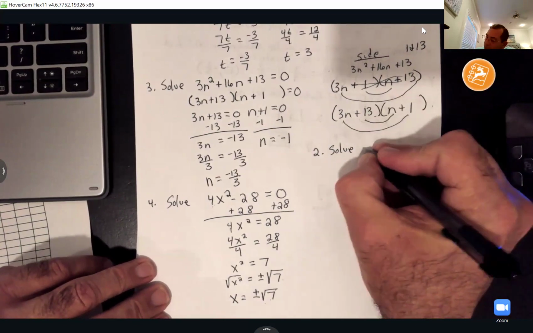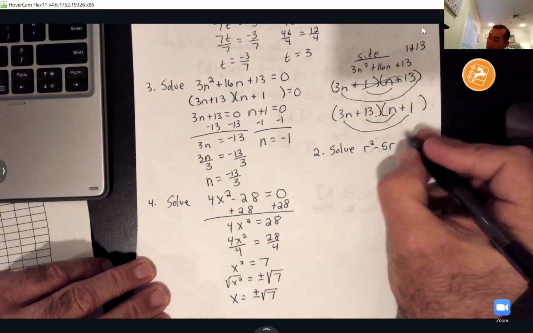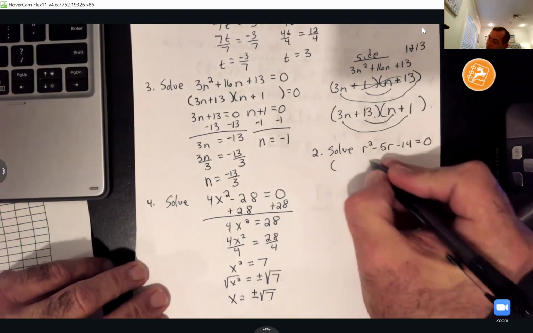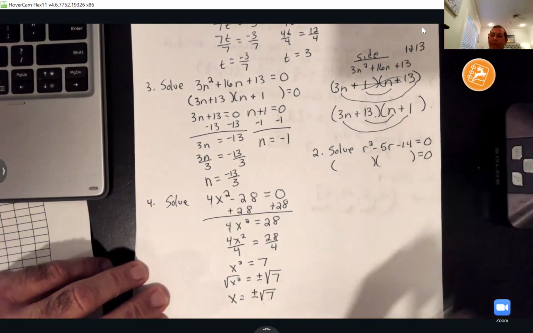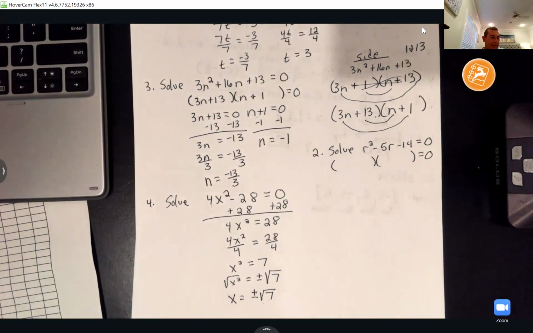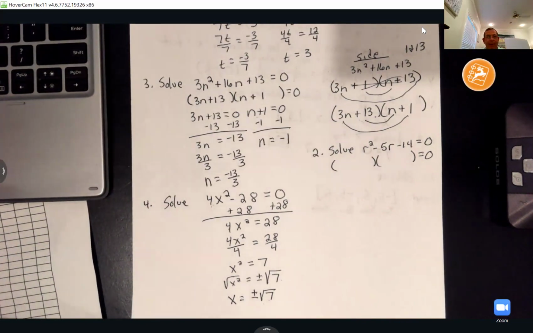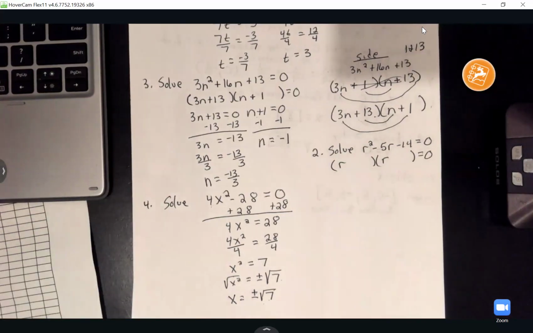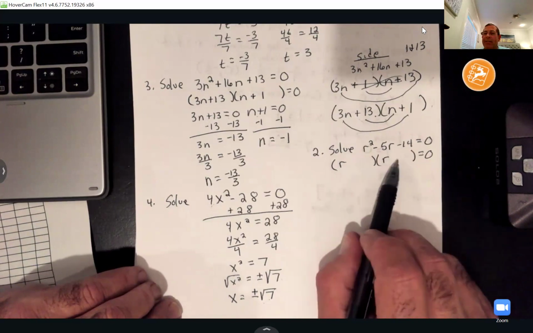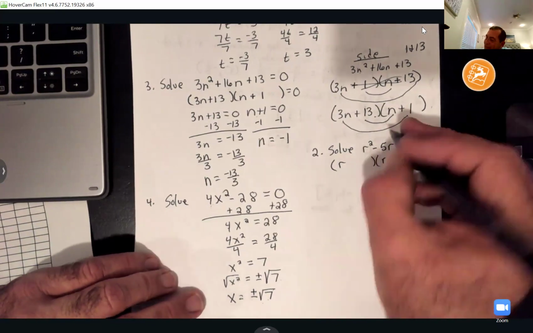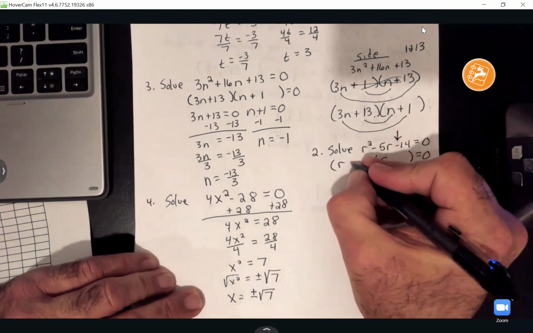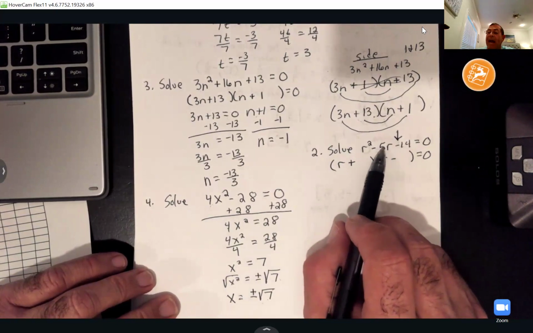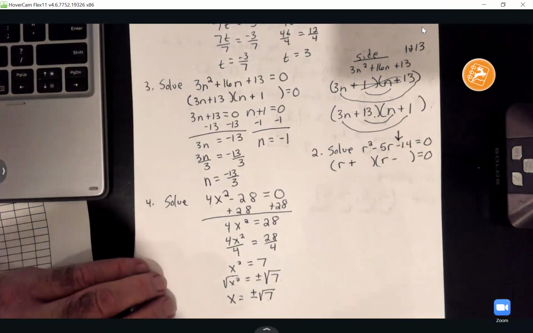Y'all are going to solve r squared minus 5r minus 14 equals 0. Now we know it's going to go into parentheses. So what I need to know, what's going at the front of both parentheses? R. Okay. Now, that's negative. So that means what signs would I put? Opposite signs. All right, that's also negative. So find me factors of 14 that'll equal 5 when I subtract. 7 and 2.